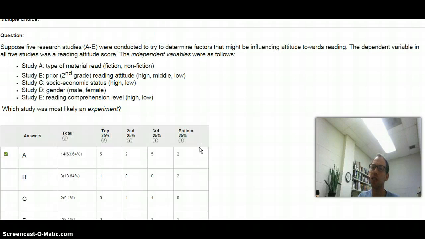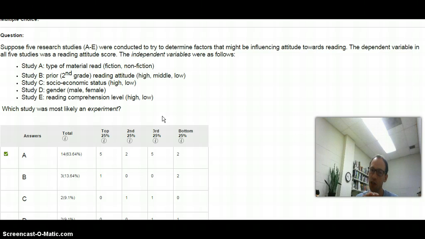Okay, so this was an interesting question, and again, I would defend this question as being important to know. We want to know which of these was an experiment. Well, what is an experiment? An experiment is where we let everything randomize. That's why we have random assignment, except for one thing, and that one thing is our treatment.